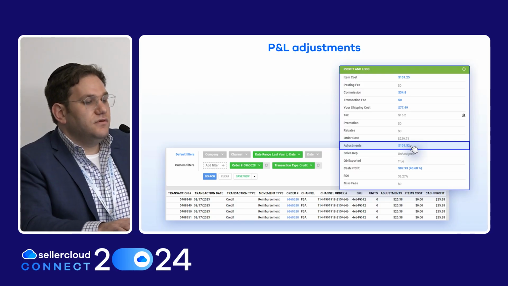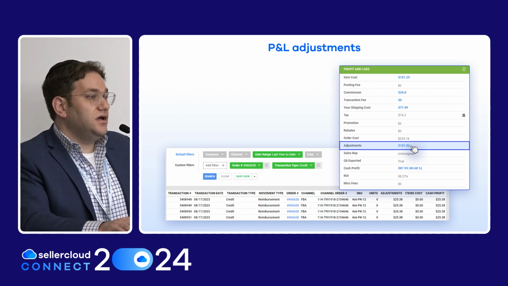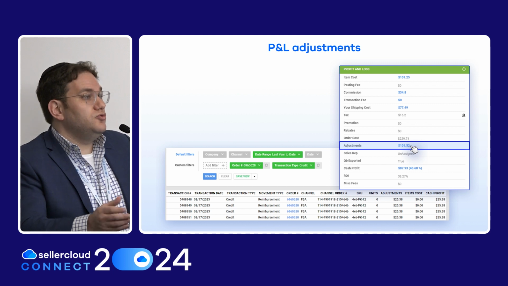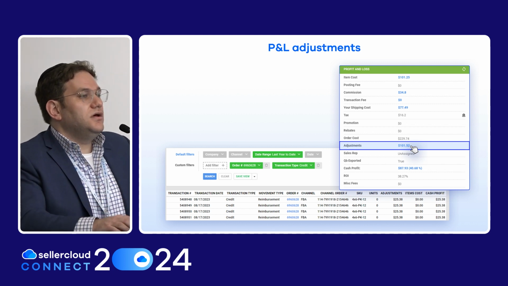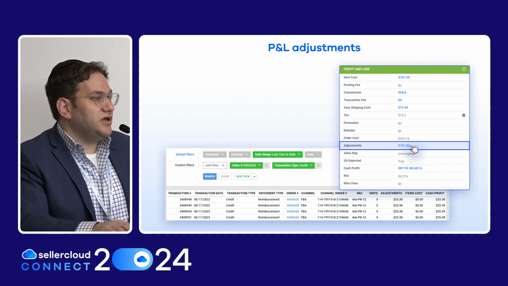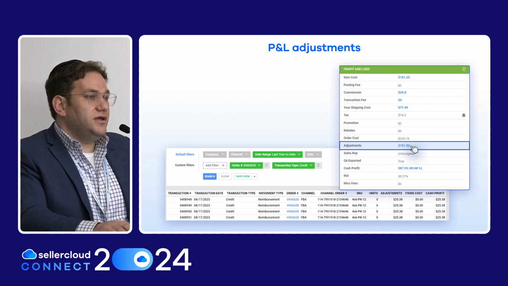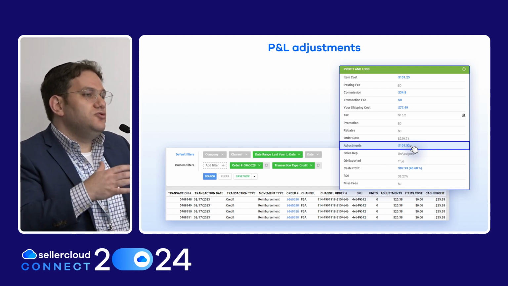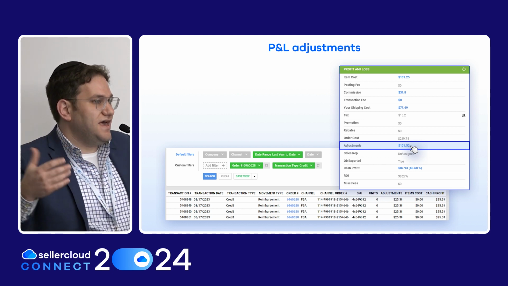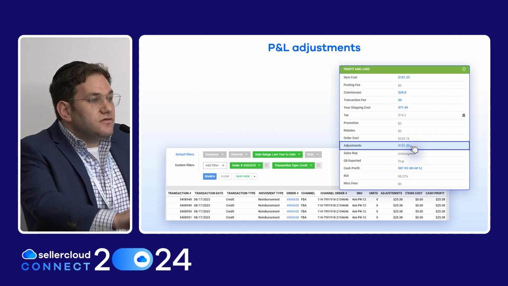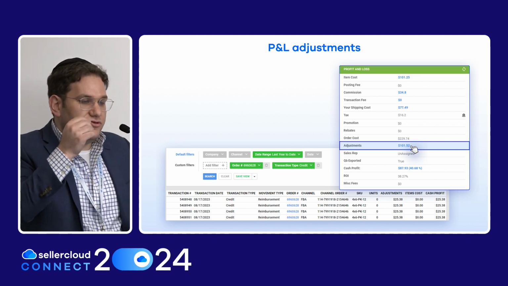As opposed to an adjustment, which would be something like a reimbursement for something that happened after you already made the sale and shipped it, or an insurance claim on an item that was lost by the shipping carrier. So you got that money back, that's an adjustment, and usually they're not repeatable transactions that necessarily happen as part of the cost of doing business. So there we have a special field called P&L adjustments.